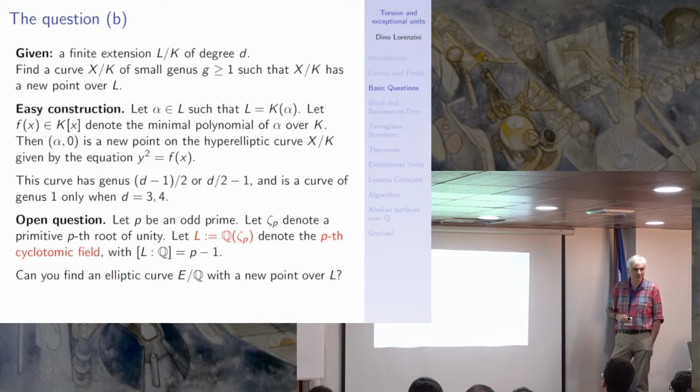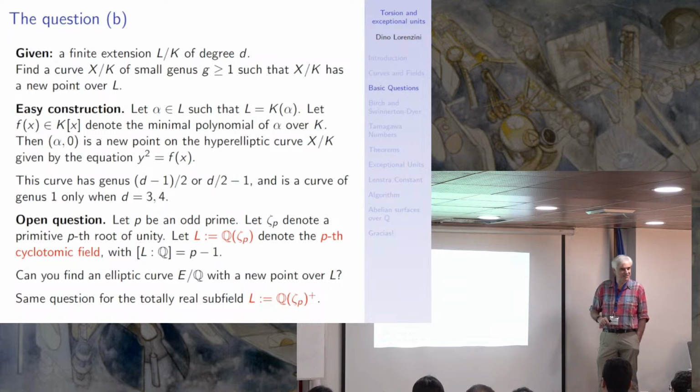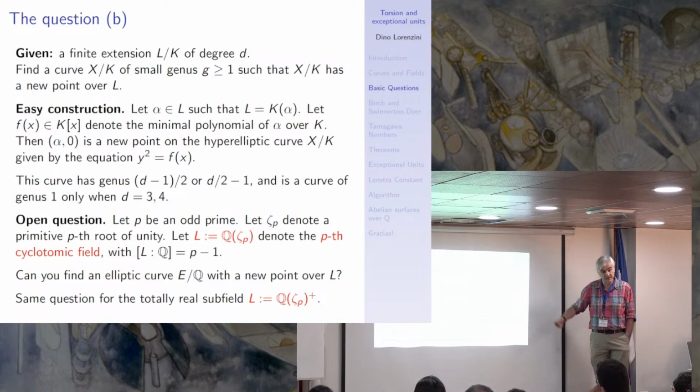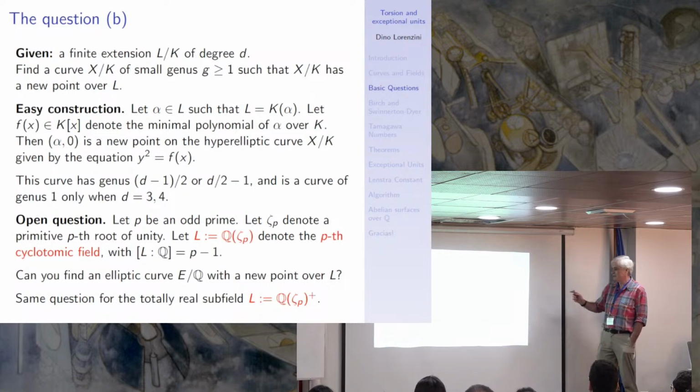I don't know how to do it in general. And it doesn't make it any easier to look at the totally real number subfield, right? But somehow these are special fields, so maybe special techniques. People could actually say, oh no, something actually forces me to have infinitely many curves of genus 1 that contain a new point over that field. So I'm leaving that as an open question. Let me tell you some positive results on that question.